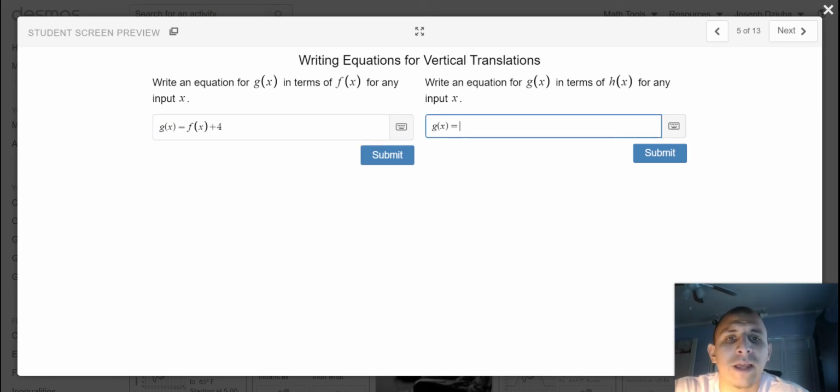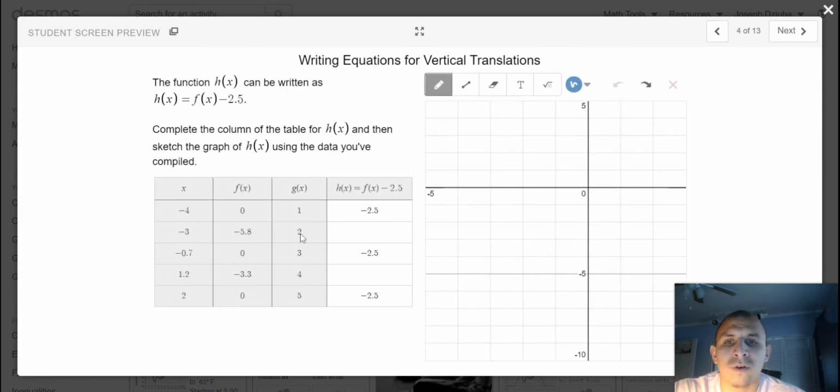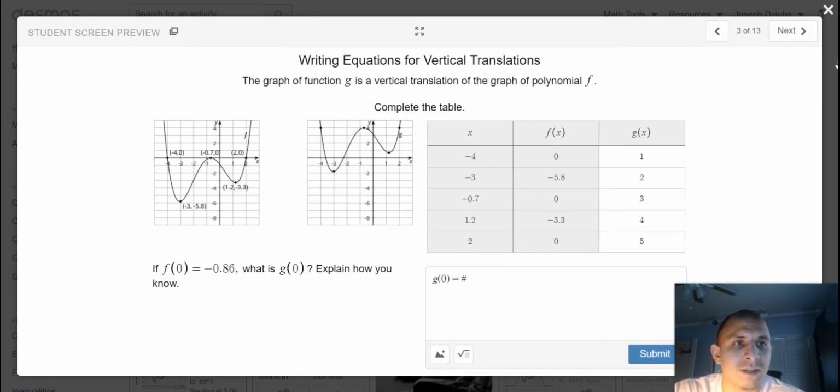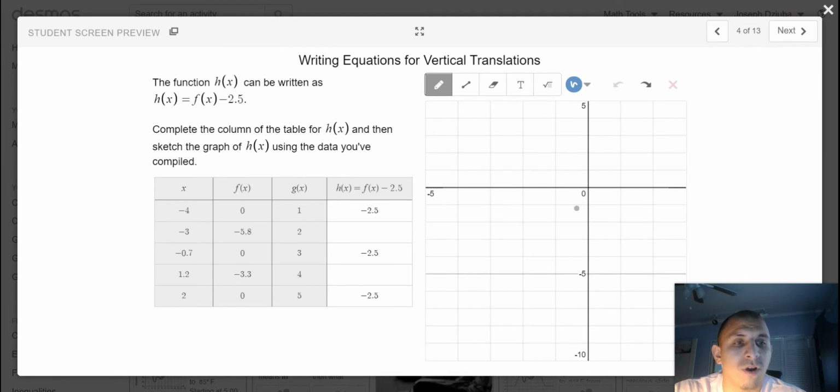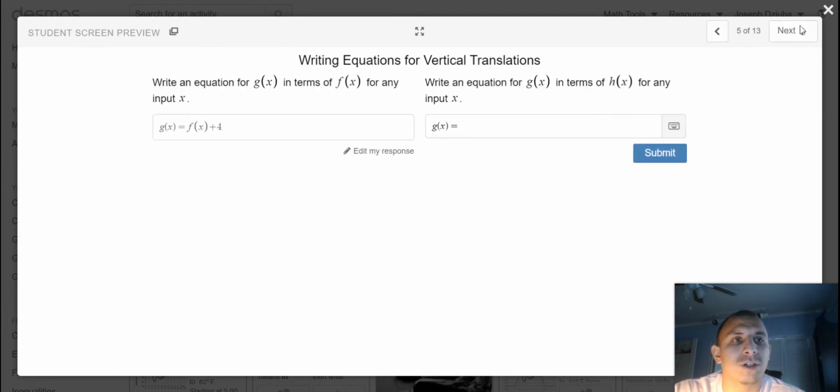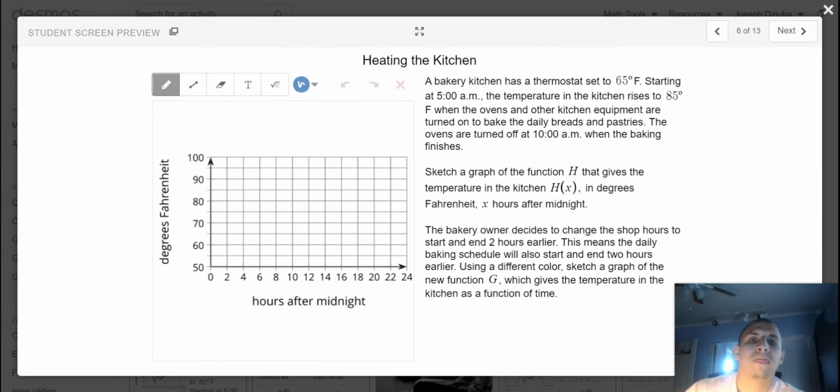So please take a moment and create your expression for g of x in terms of h of x, right? So once again, it's all based on g of x. We'll have to look at where g of x is located. You'll have to take a look at your graph for h of x and create your expression accordingly.